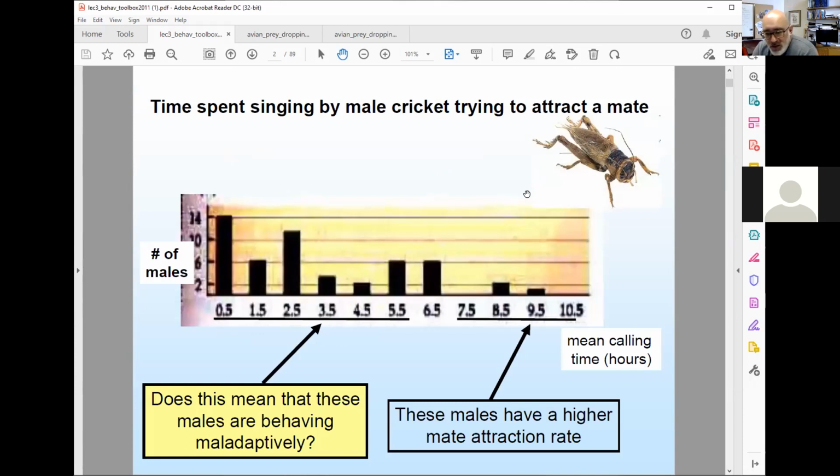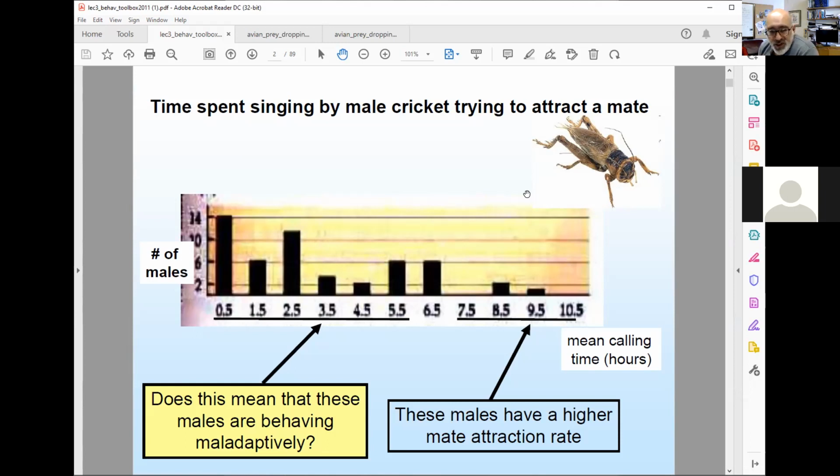So you'll recall this figure. I showed it to you, I think, near the beginning of the course. This is a graph that shows the distribution of males and the amount of time they spend calling. And you remember that with these crickets, the males will call in order to attract females. And females, the longer a male calls, the more attractive they are, the more females they will attract for mating.